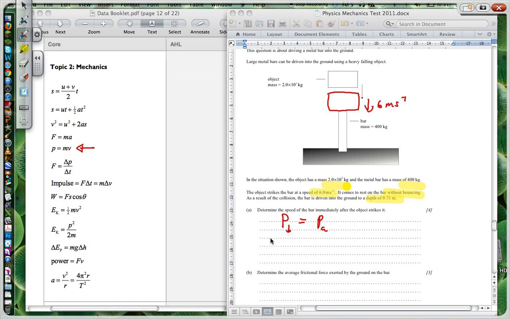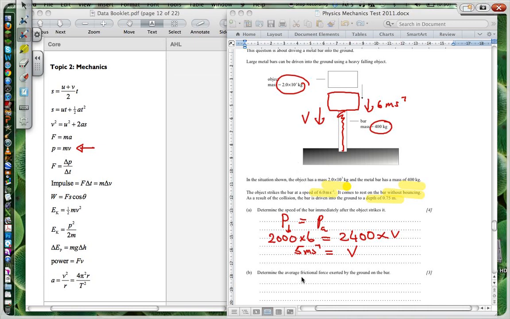That was the object, so it's going to be 2 times 10 to the 3, 2,000 times 6, the momentum before. The momentum afterwards, now they are moving together. Both this and the metal bar are moving together with a certain velocity. We want to find out what that is. So we need to add these masses because we need both of those: 2,000 plus 400, 2,400 times the velocity of the combination. When we calculate that, we get V is equal to 5 meters per second.